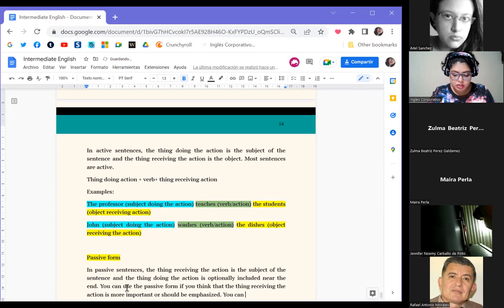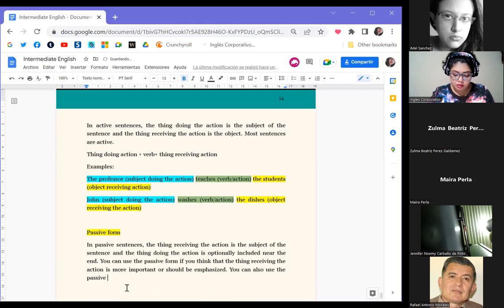You can also use the passive. In this case, if we don't know who is the person doing the action, we are not going to use it, and it's okay because we are going to use the passive form.